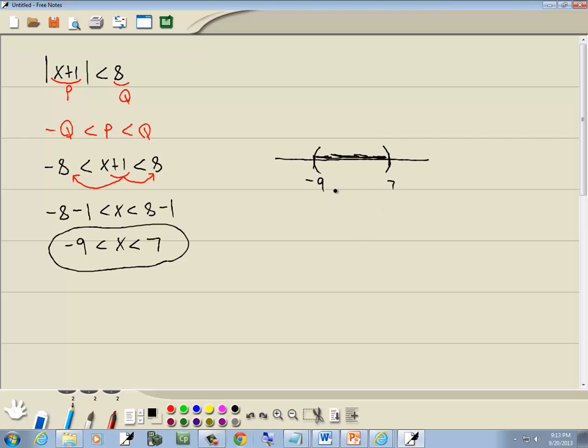Now interval notation after we get our graph, there's a parentheses on negative 9, so parentheses on negative 9. There's a parentheses on the 7, so parentheses on the 7. And those would be our answers.